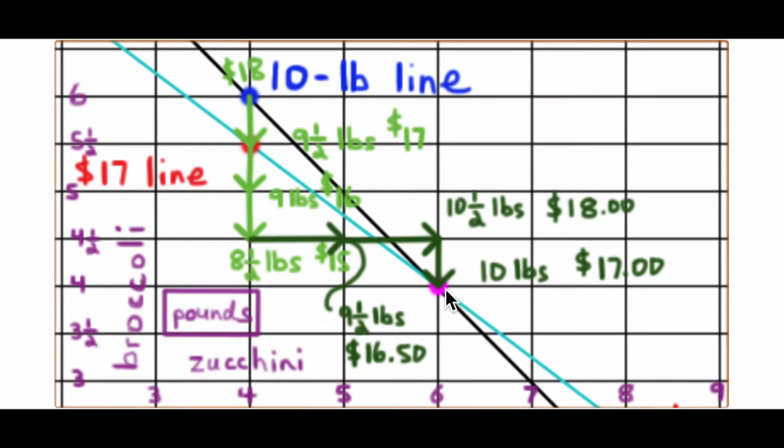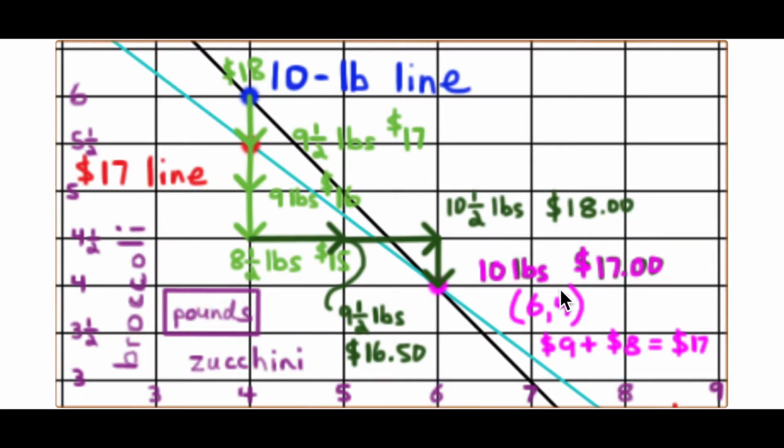And so this point right here is the intersection. It's where the combination of broccoli and zucchini weighs 10 pounds, and the combination of broccoli and zucchini costs $17. This is the only point at which that happens. So 6 and 4, $9, $8, a total of $17. Anywhere else, it's something other than 10 pounds or $17 or both.